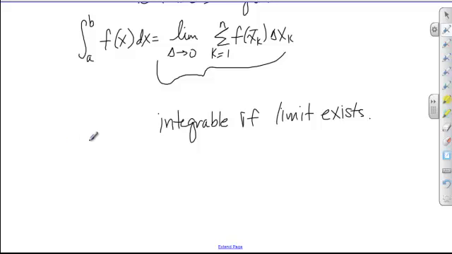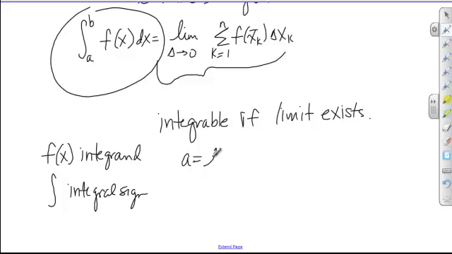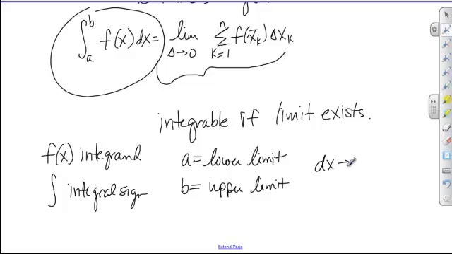As far as the notation goes, in this integral notation right here, the function f of x is called the integrand. Of course, the stretched out s is the integral sign. A is the lower limit. B is the upper limit. And the differential dx tells us what variable we're using.